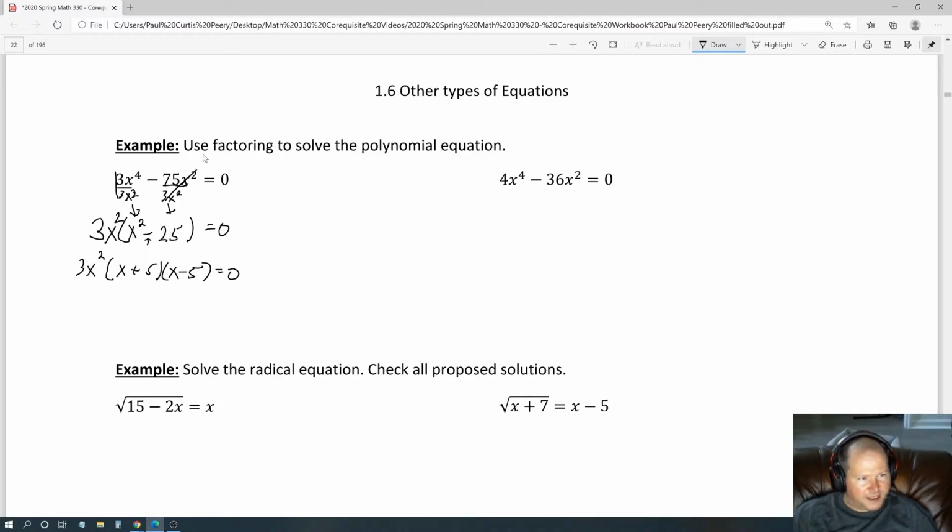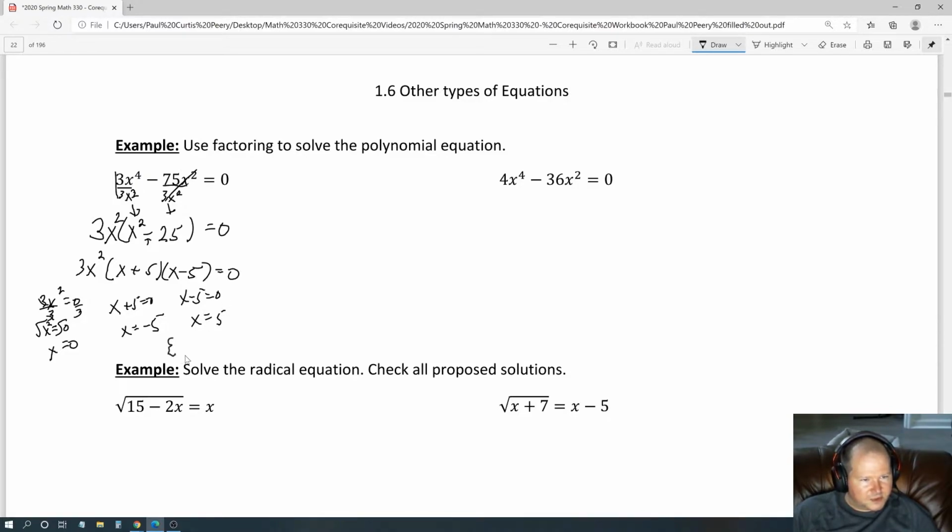And now that we're done factoring, the next step is we set the factors equal to 0. So 3x squared equals 0. Divide by 3, divide by 3, cancel, cancel. x squared is equal to 0. Square root, x is equal to 0. Next, x plus 5 equals 0, therefore x is equal to negative 5. And x minus 5 is equal to 0, therefore x is equal to positive 5.